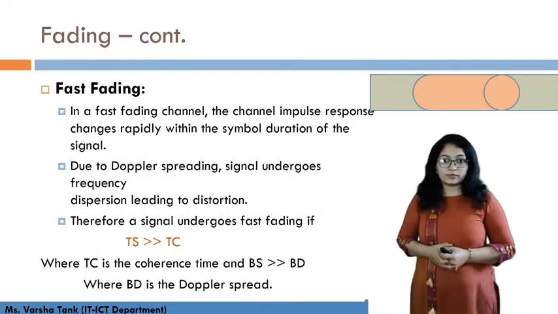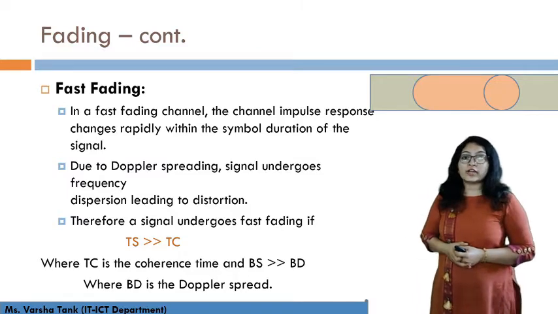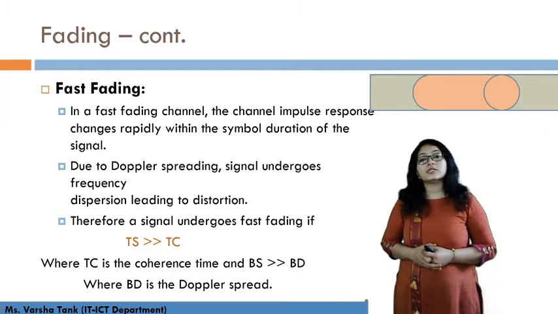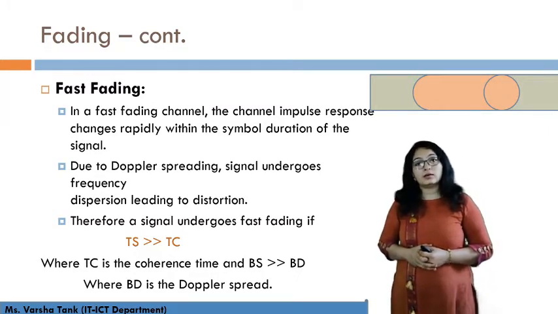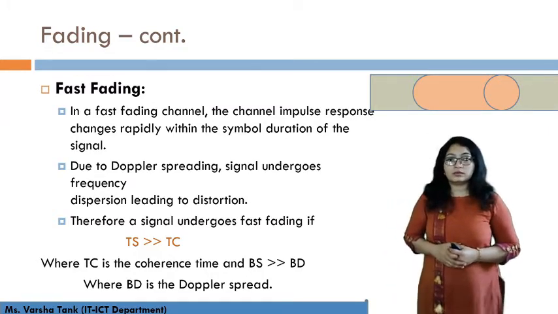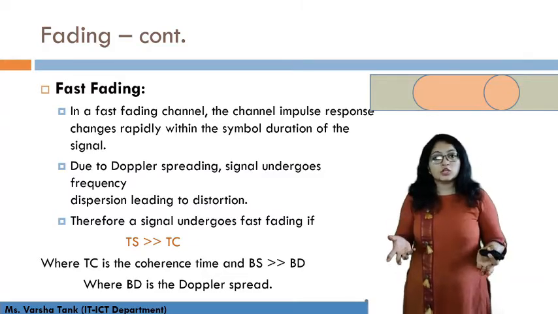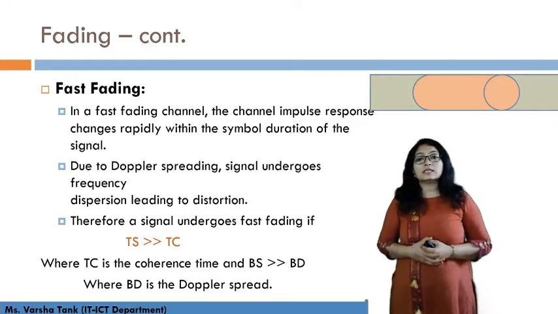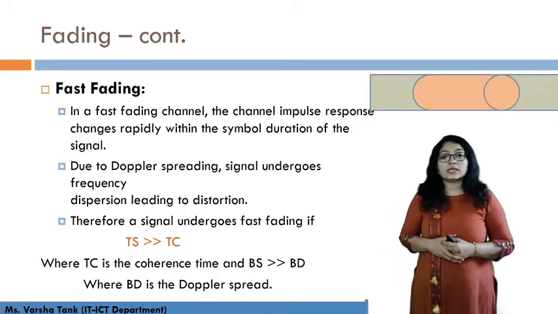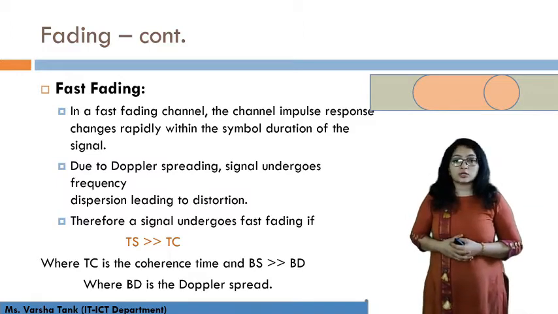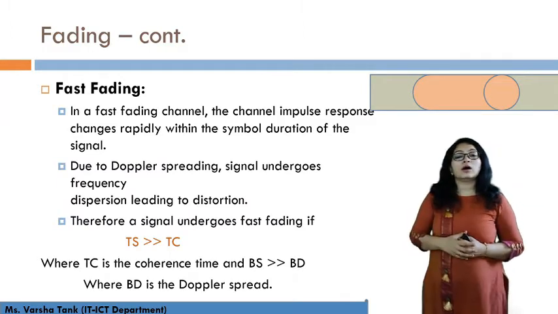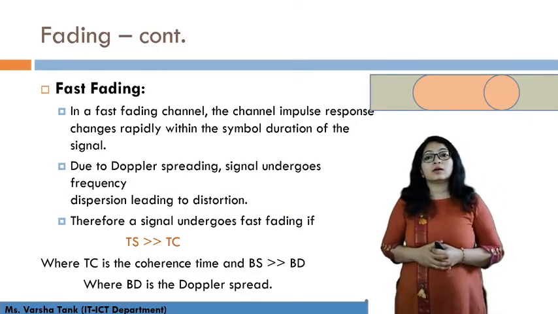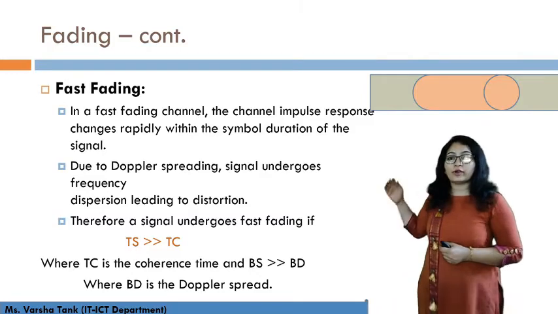Now next is fast fading. In a fast fading channel, the channel impulse response changes rapidly within the symbol duration. That means the signal bandwidth is the same, but the movement is very fast. So at that time, this type of fading can happen due to Doppler shift. Doppler spreading means the signal undergoes frequency dispersion, leading to distortion. Therefore the signal undergoes fast fading. Here the symbol period is greater than the coherence time, so at that time such type of fading can occur.